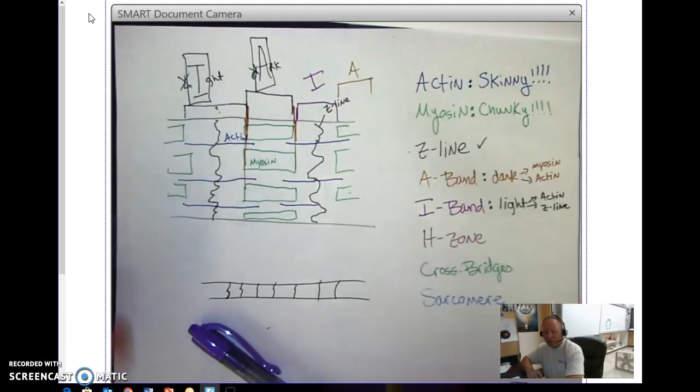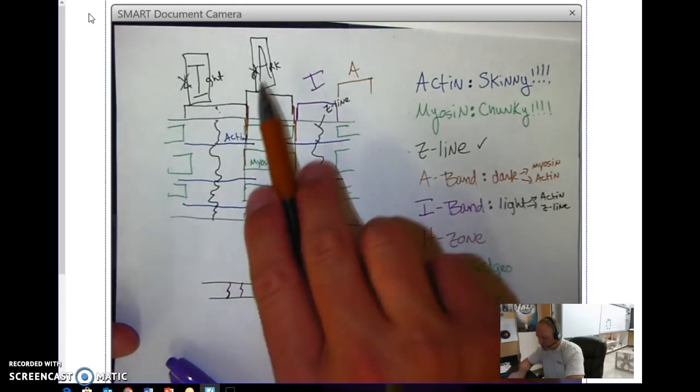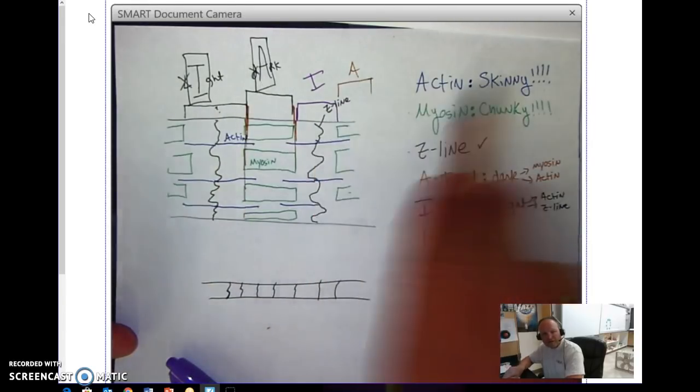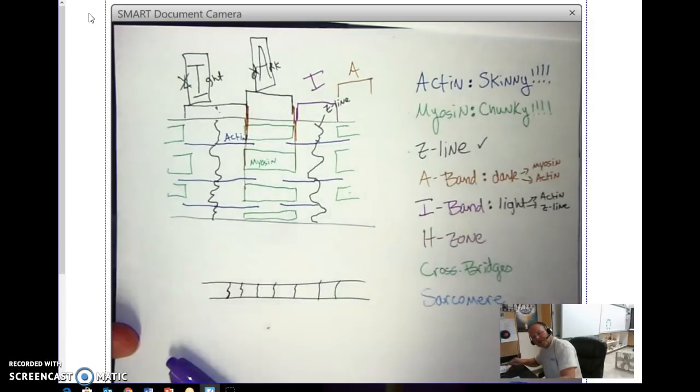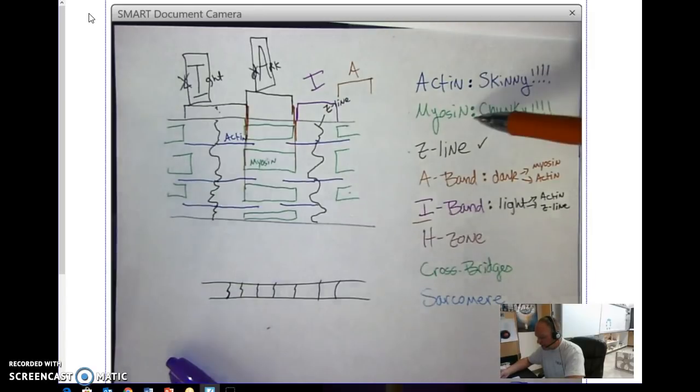And really, if you guys want to look at this, I is light, A is dark. So it goes light, dark, light, dark, light, dark, light, dark. And that is called striated. Okay, so that's my striations. Now we're not done yet because I still have a couple more words below this, right? So we got actin, myosin, Z line, A band, I band.